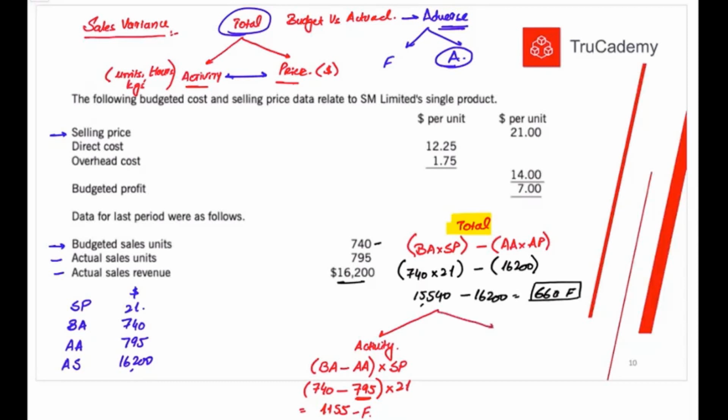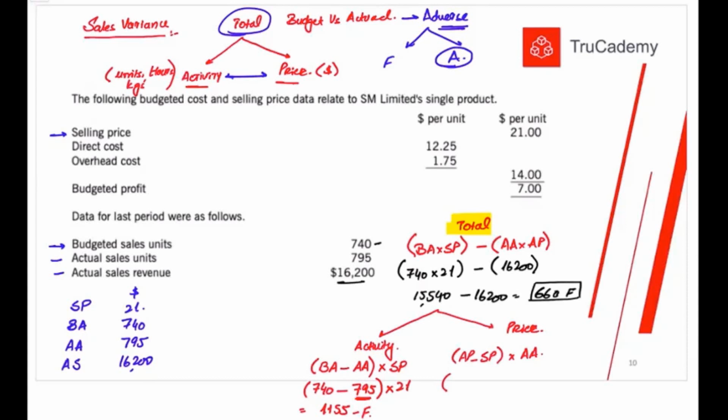Okay, now let's calculate the price variance. To calculate the price variance, now we need to compare the prices first. So actual price minus the standard price or budgeted price, multiplied by the actual activity, the actual number of units that we sold. Actual price is how much? Oh, 1 minute. Actual price is not given here. No, 16,200 divided by 795? Yeah, we can do that.